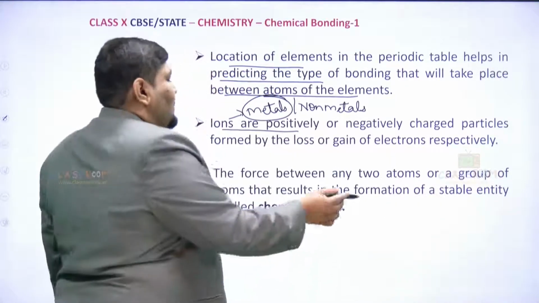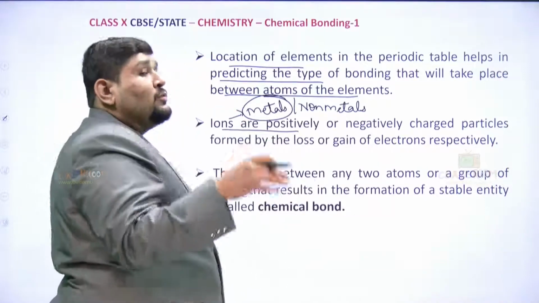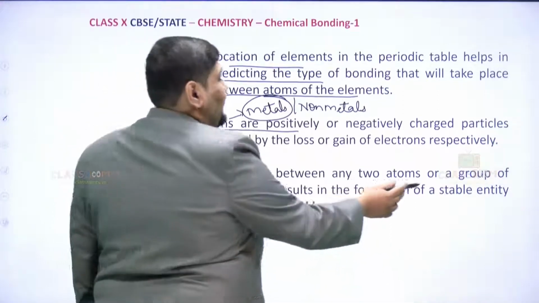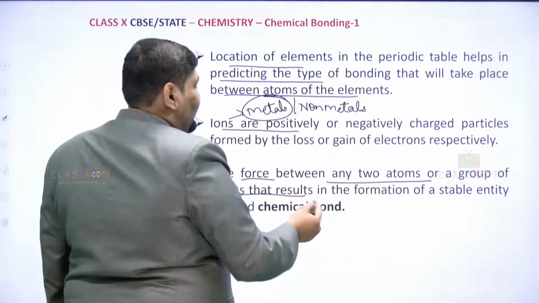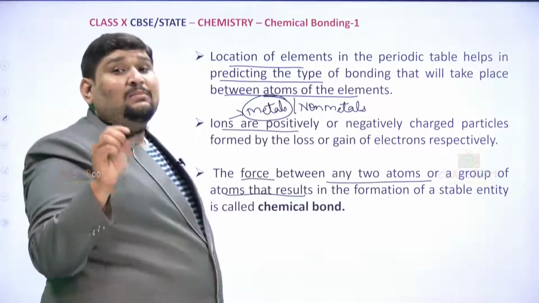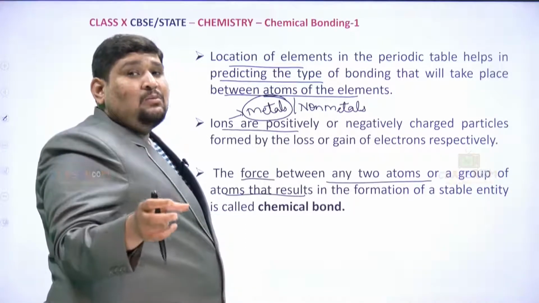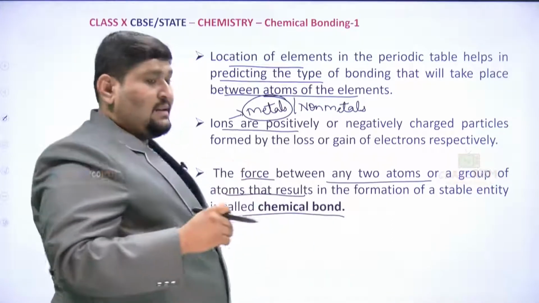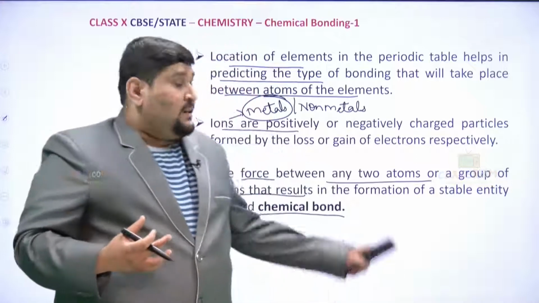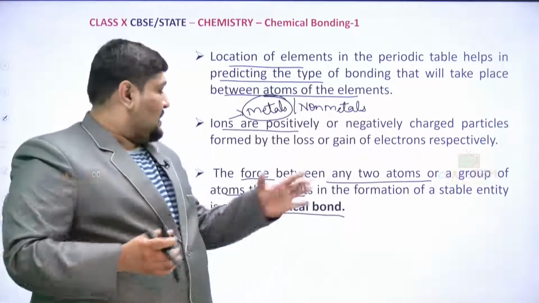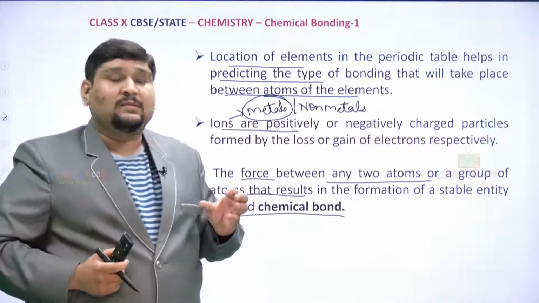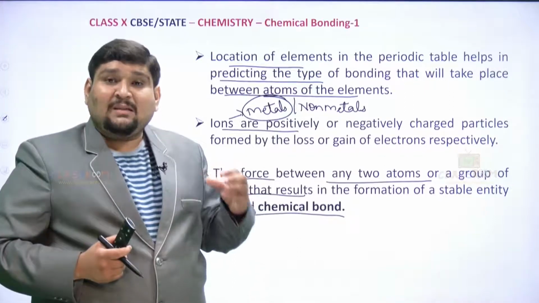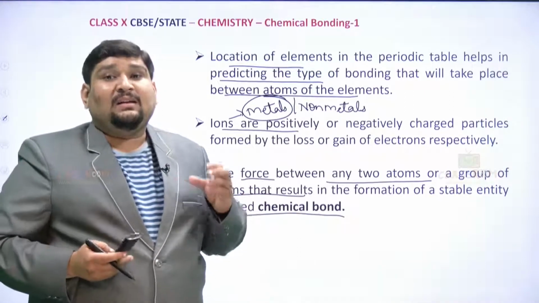Then, in the same way, as I was saying, there should be some forces which act or may act between any two atoms or groups of atoms that result in the formation of a stable entity, a stable compound which is said to be electrically neutral. The force between any two atoms or a group of atoms that results in the formation of a stable entity is called a chemical bond.